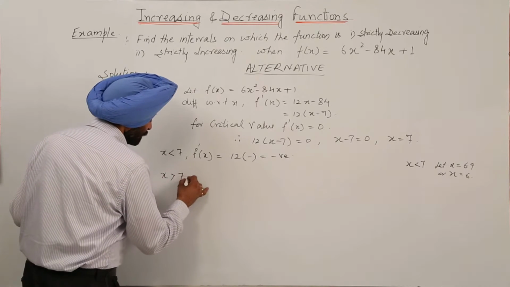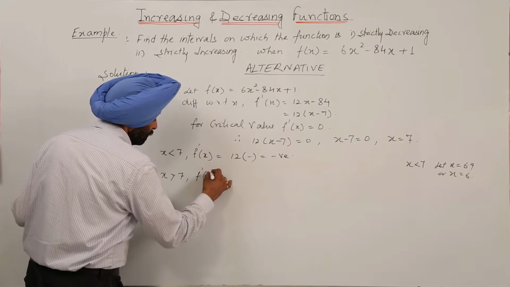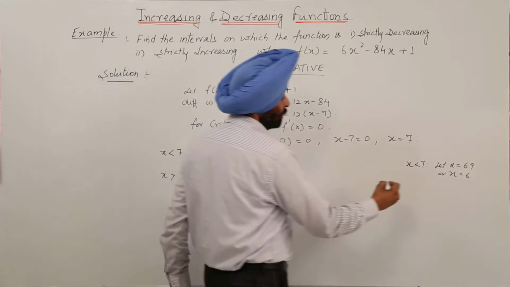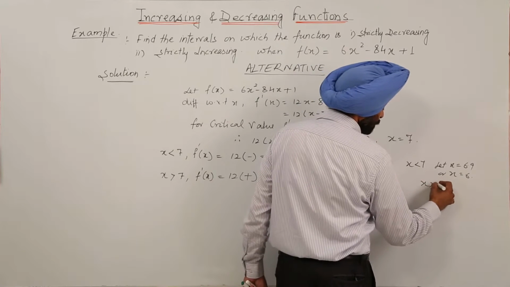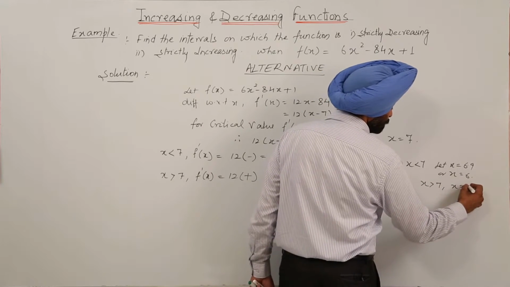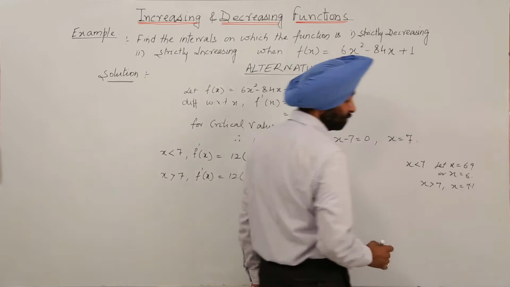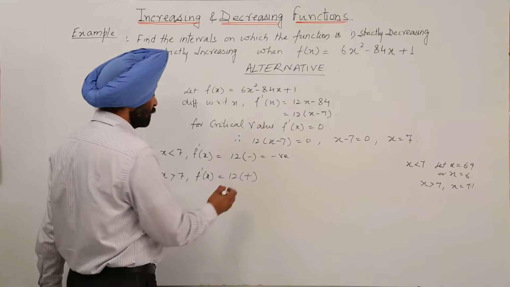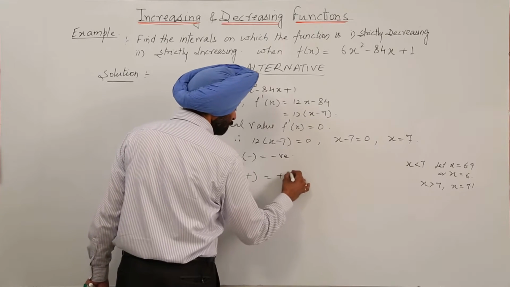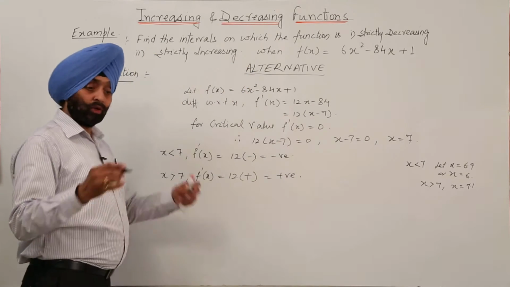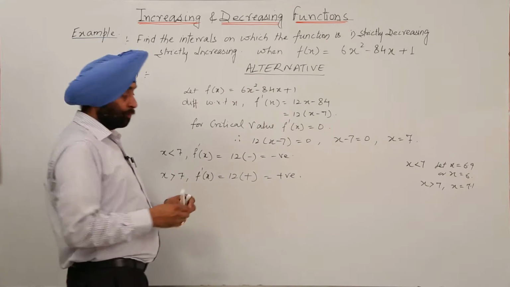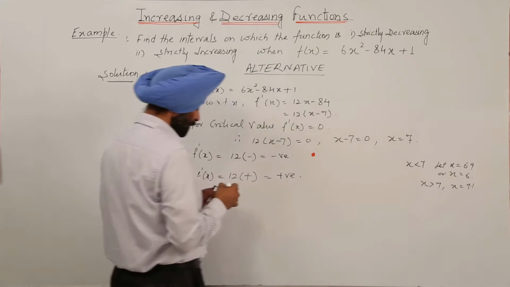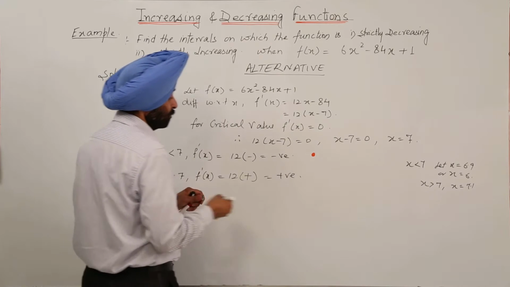x greater than 7, f'(x) is equal to 12 with positive result. Now if x greater than 7, we are having x is equal to 7.1, then 7.1 minus 7, positive answer. Okay, so result is what? Positive. Now you have to guess which is the negative part. This is the negative part. Okay, this is the negative part and this is the positive part.